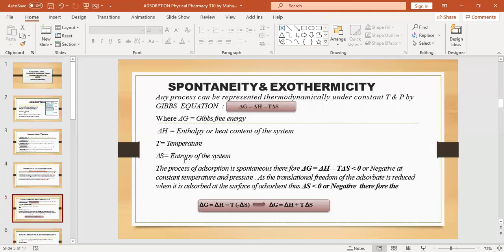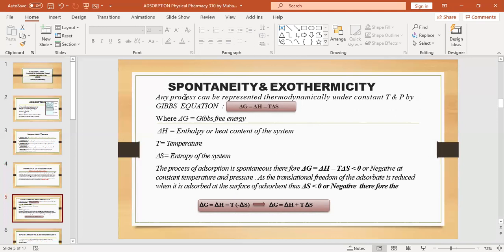Adsorption is a spontaneous process. Spontaneous process means adsorption will occur by itself. It will not require any input of energy. So if we discuss the spontaneity and exothermicity, exothermicity means that adsorption is an exothermic process. Spontaneity means that it will occur by itself. We will not add any energy into the system.